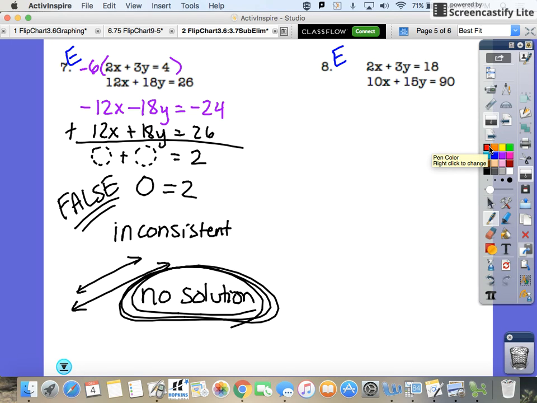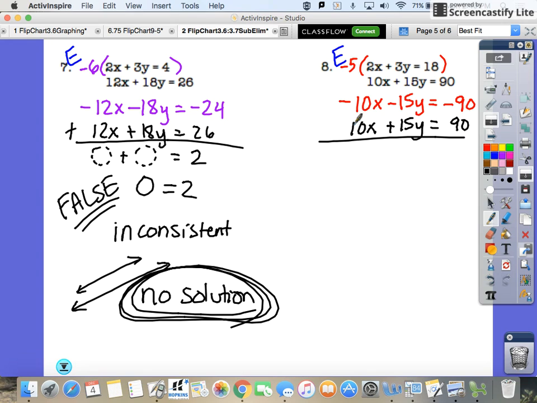Okay, our last one, I notice here again 2 and 10. I could take this times negative 5. So that first equation becomes negative 10x minus 15y equals negative 90. Our second equation will stay, 10x plus 15y equals 90. Now these signs are opposite, so are these, so that's actually interesting. Both match again. So this plus this is 0. This plus this is 0. Negative 90 plus 90 is 0.